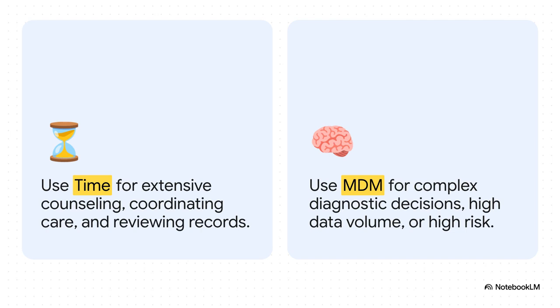Which brings up a critical question. When do you choose to bill based on time versus medical decision-making? Generally, you want to use time when the provider spends a huge chunk of the visit counseling the patient, coordinating care, or reviewing a mountain of historical records. You want to use MDM when the encounter involves complex diagnostic decisions or moderate to high risk to the patient. But here is the golden rule. Write this down. If the documentation includes both time and MDM, you always select the higher supported level.